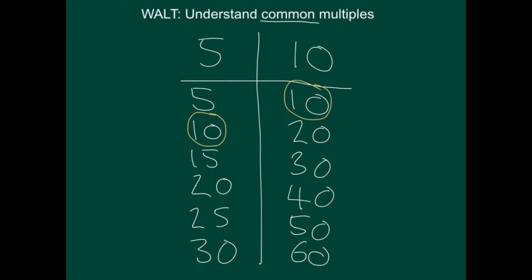Let's see if we can find any others that match up. We've got 20 here, and 20 matches over here. And we've got 30 over here. And if you actually went on and on, you'd find 40, 50, and 60 are common multiples of 5 and 10 as well. So that's pretty cool. It's basically like saying which multiples of 5 and which multiples of 10 are exactly the same as each other.